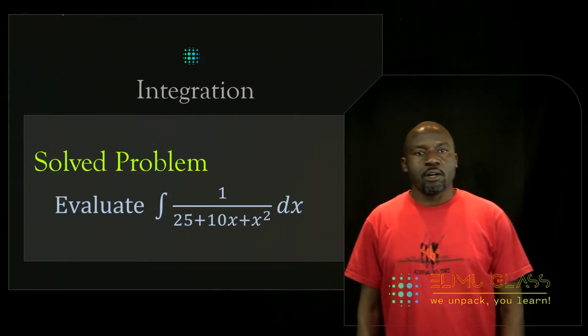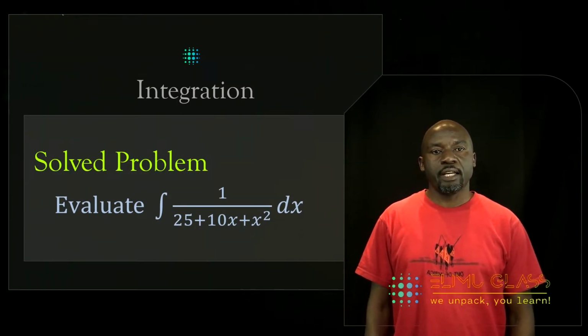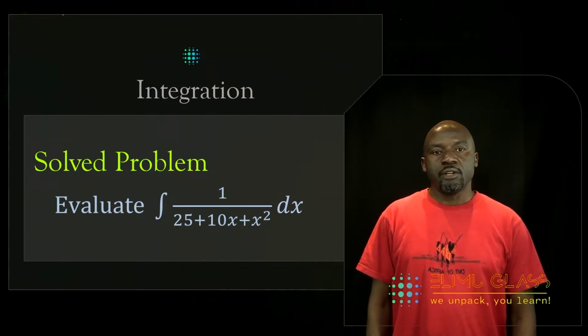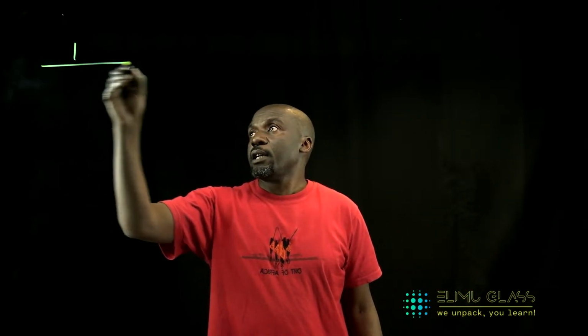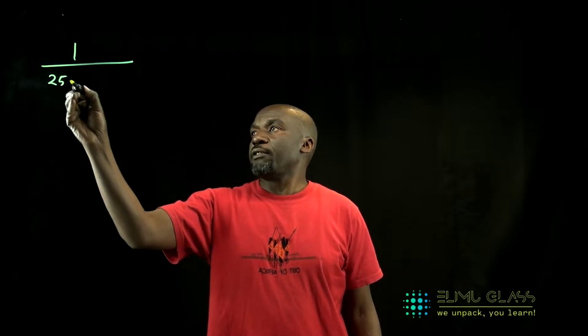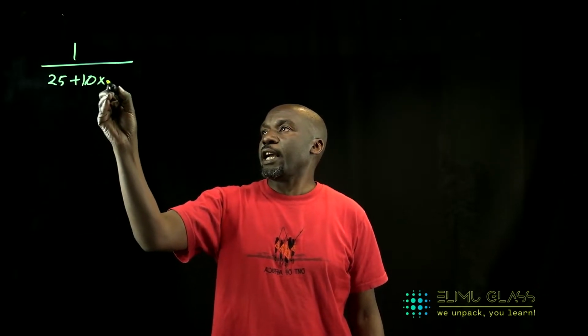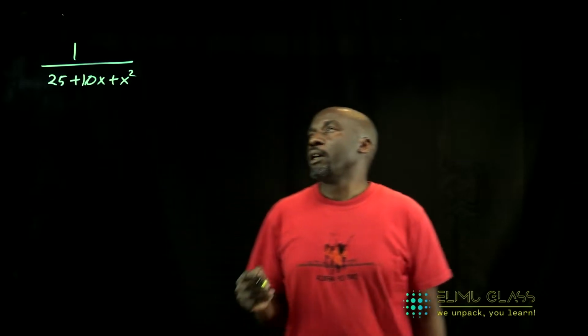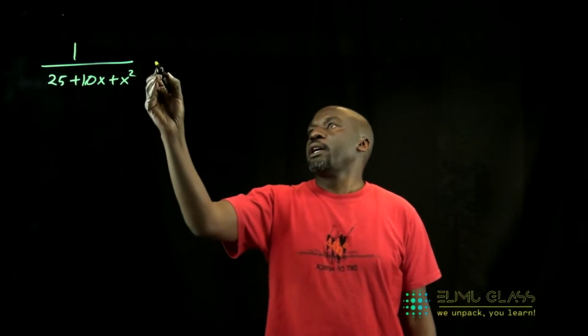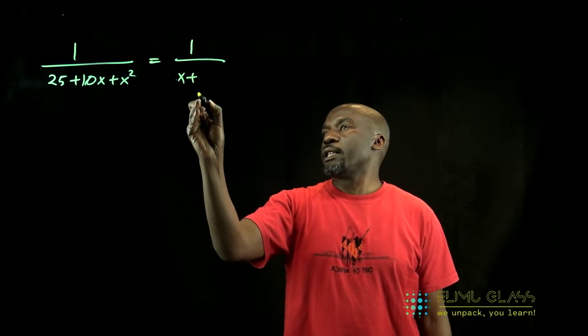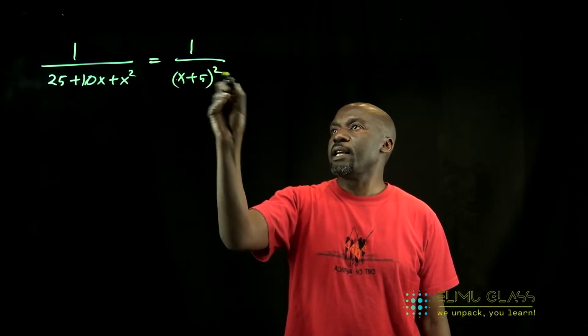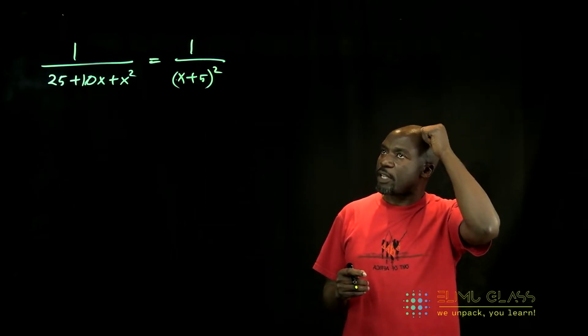Evaluate the integral shown there. Again, in this question, you can see that the denominator is actually a perfect square. So what we have is 1 divided by 25 plus 10x plus x squared. This is a perfect square, and I can write this as 1 over (x plus 5) squared. So 1 over x plus 5, x plus 5.